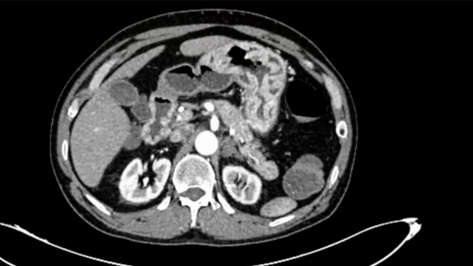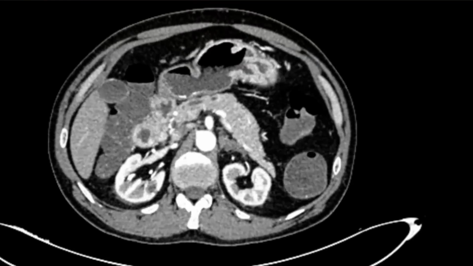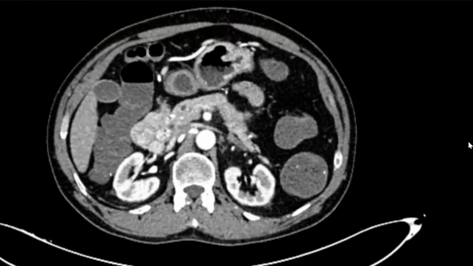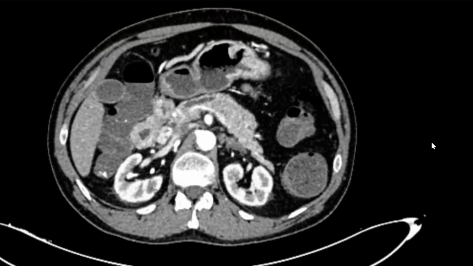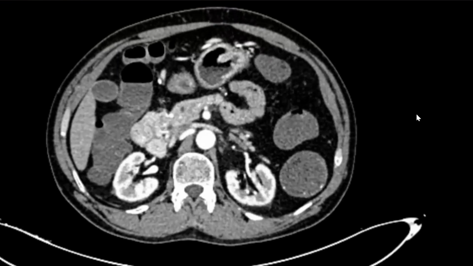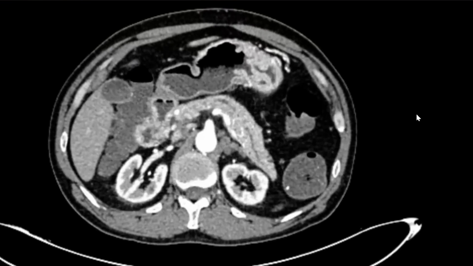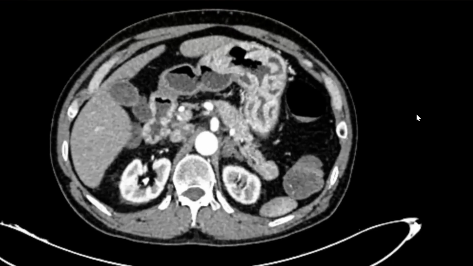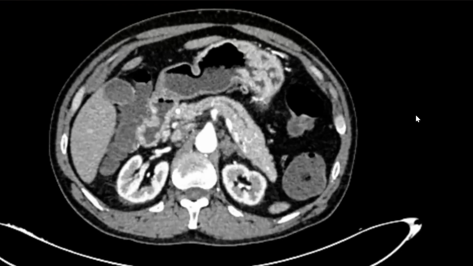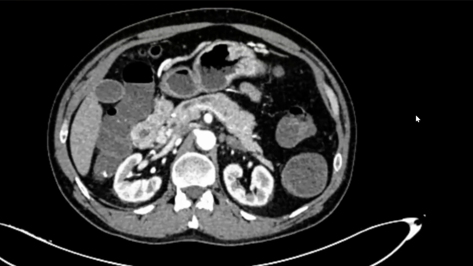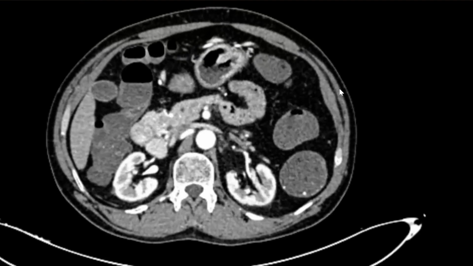Apart from the stomach wall, can you find anything else abnormal in the upper abdomen? The wall of the duodenum is also a bit thickened. So I'm thinking in terms of peptic ulcer disease with gastric and duodenal wall thickening.